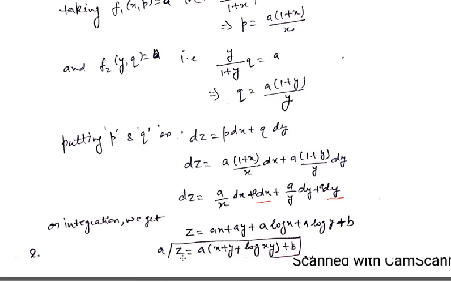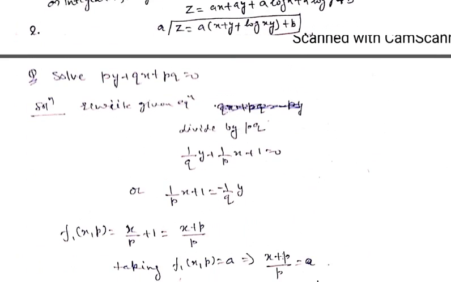Or we can write it as z = a(x + y + log of xy), taking a outside, using the property log a plus log b gives us log ab. So we get a(x + y + log xy) + b, where b is an arbitrary constant. Here a and b are arbitrary constants, and this is the complete solution of the given equation. Let's take another problem.